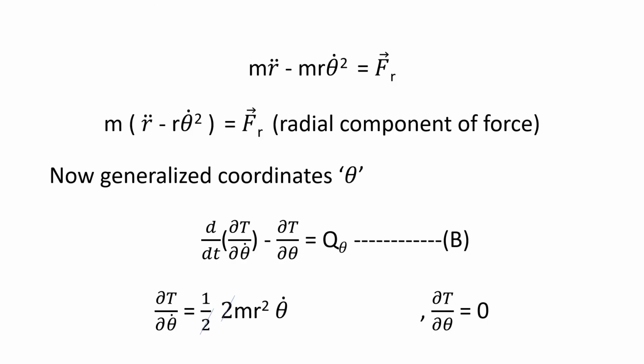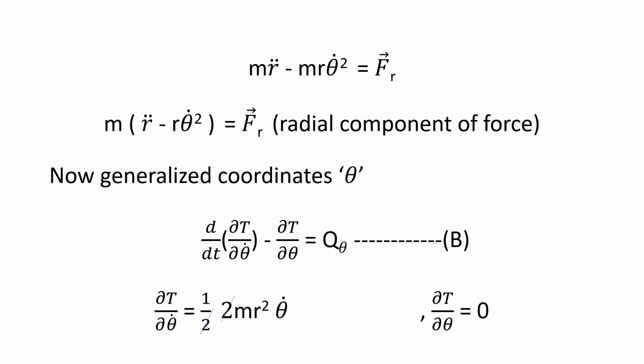Here you can see that m r double dot minus m r theta dot square is F of r, the radial component of force we have already discussed previously. Now for the generalized coordinate theta, d by dt into partial T over partial theta dot minus partial T over partial theta is equal to Q theta, giving that equation number B. Partial T over partial theta dot is equal to 1 by 2 into 2 m r square theta dot, that is m r square theta dot.